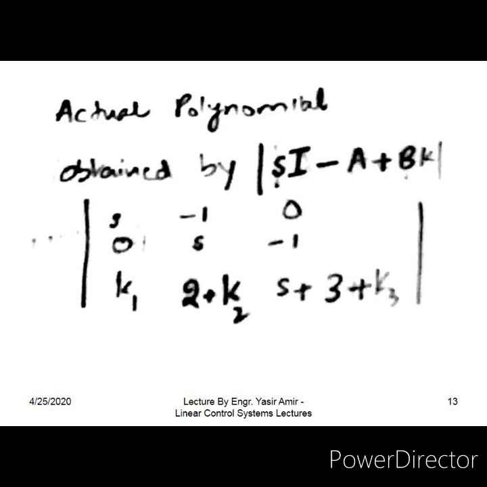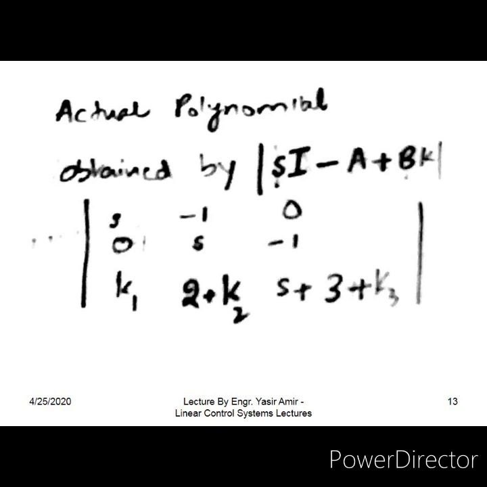Now in this slide number 13, what we are trying to do is construct the actual polynomial. That is, the actual polynomial is the polynomial of the given block diagram, that of the system that we are designing. It will contain unknowns k1, k2, k3. We will construct that polynomial and compare it with the desired polynomial. So how do we do that?